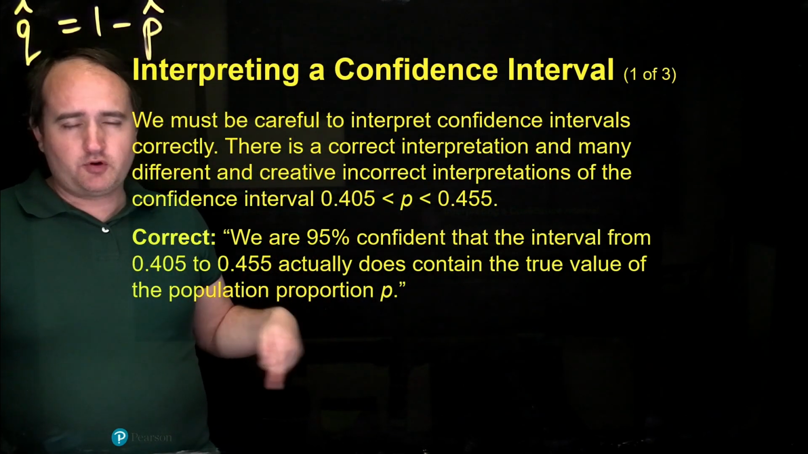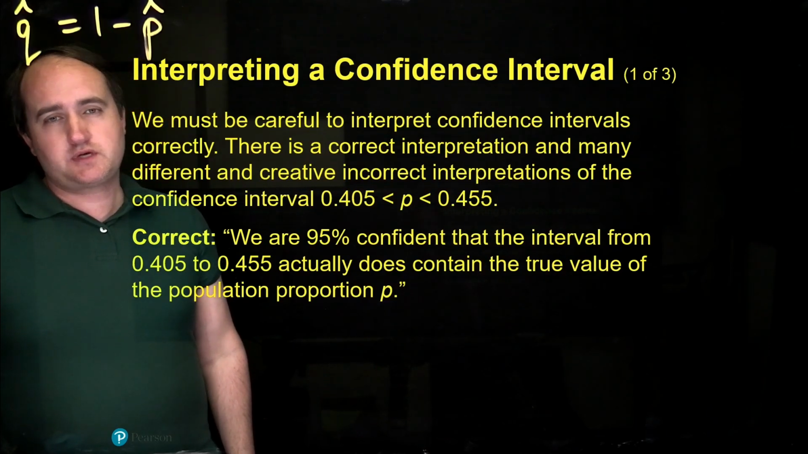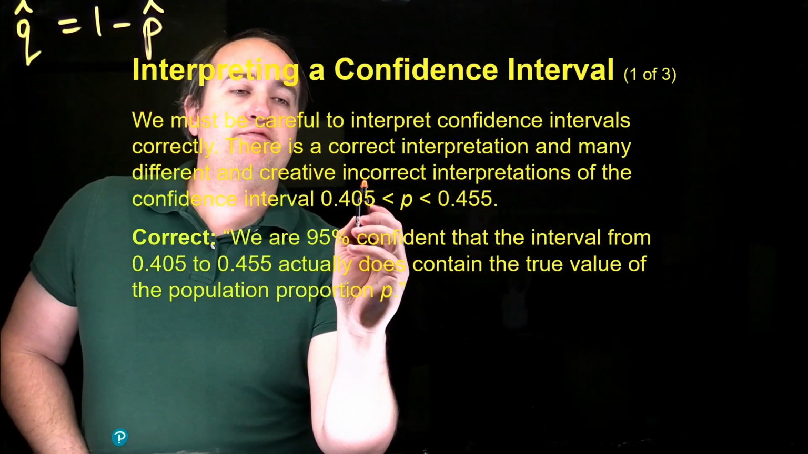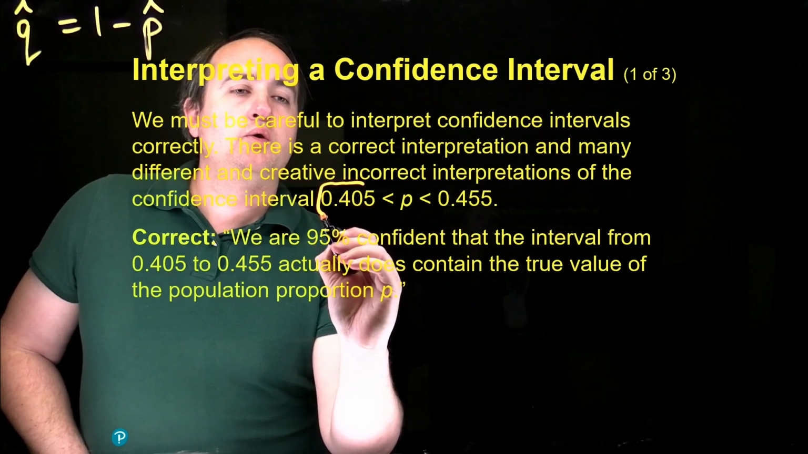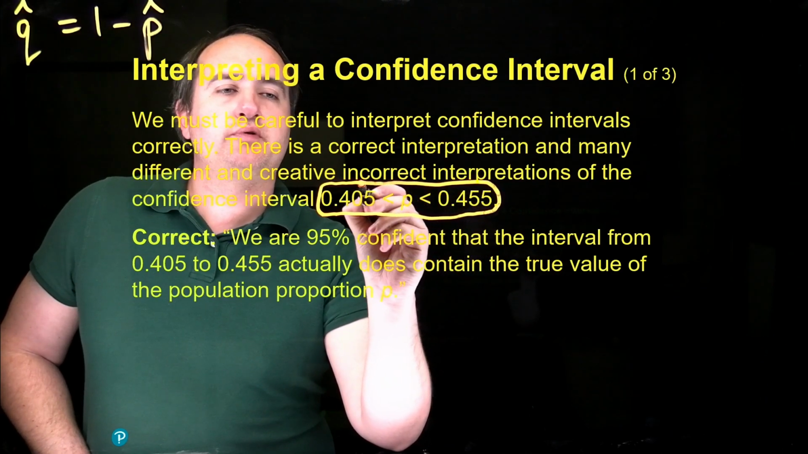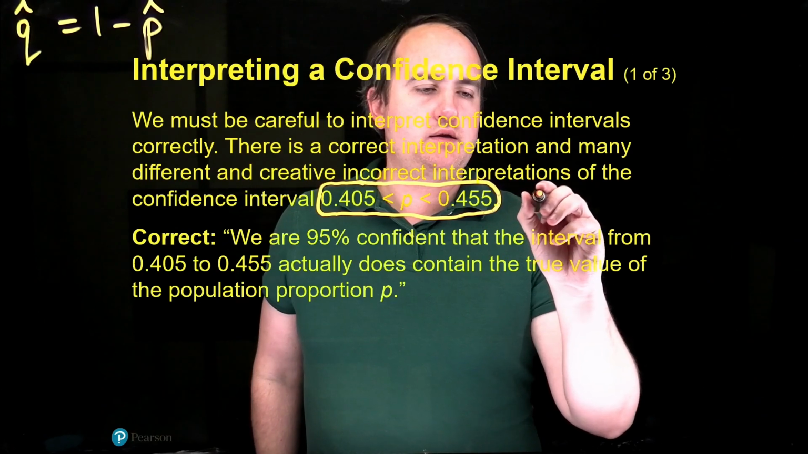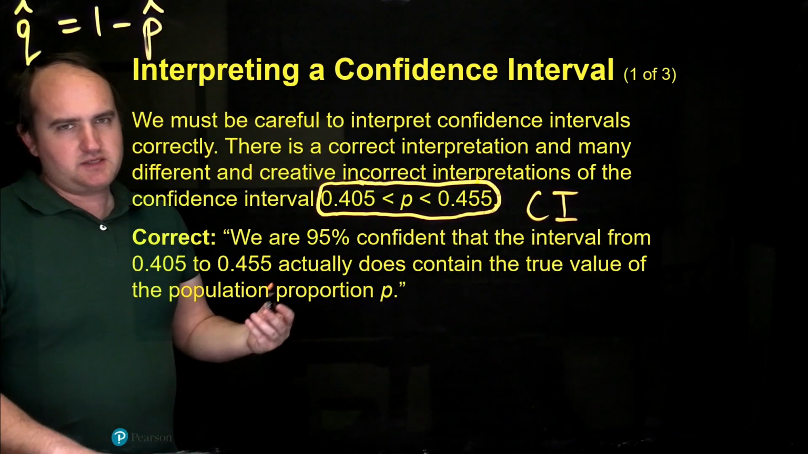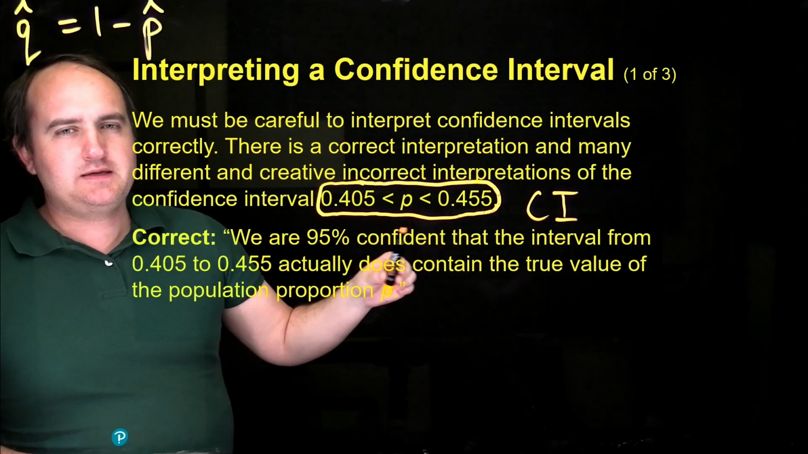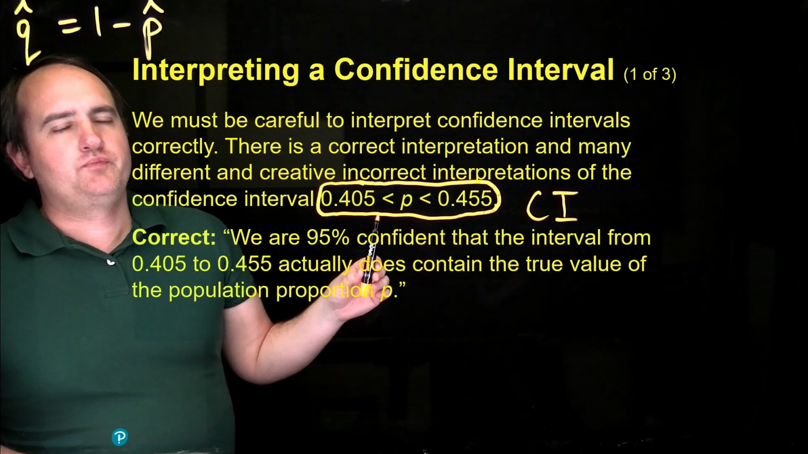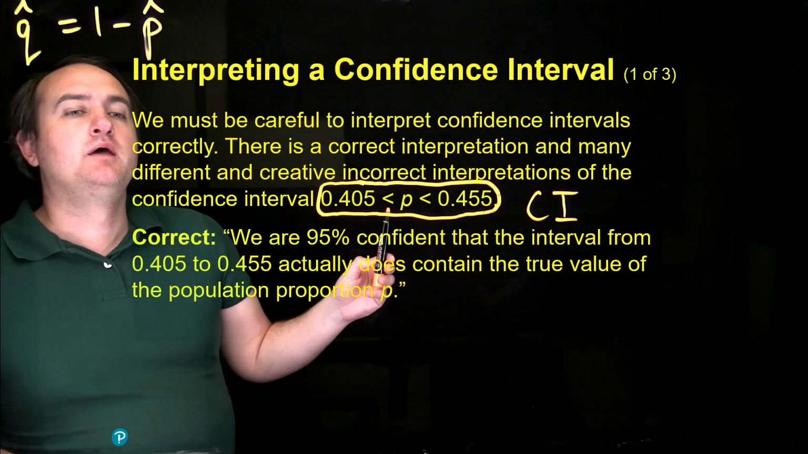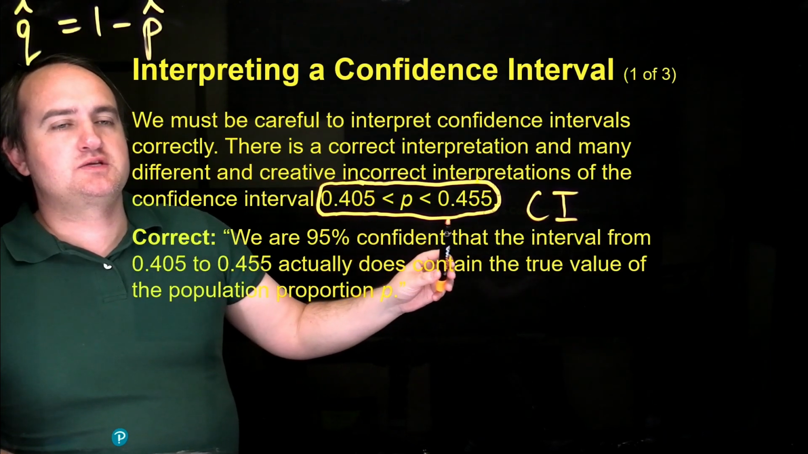Okay, now, before we actually do a whole example of all that, I wanted to talk about what confidence intervals mean. A confidence interval is going to be in a certain format. For example, one of the problems in this section in our book ends up with this. This is an example of a confidence interval, sometimes abbreviated CI. As you can see, you have a value on the left, a value on the right, and then P in the middle. So this confidence interval represents a range of values. It's saying that the population proportion P, which we're trying to estimate, is greater than 0.405 and less than 0.455.